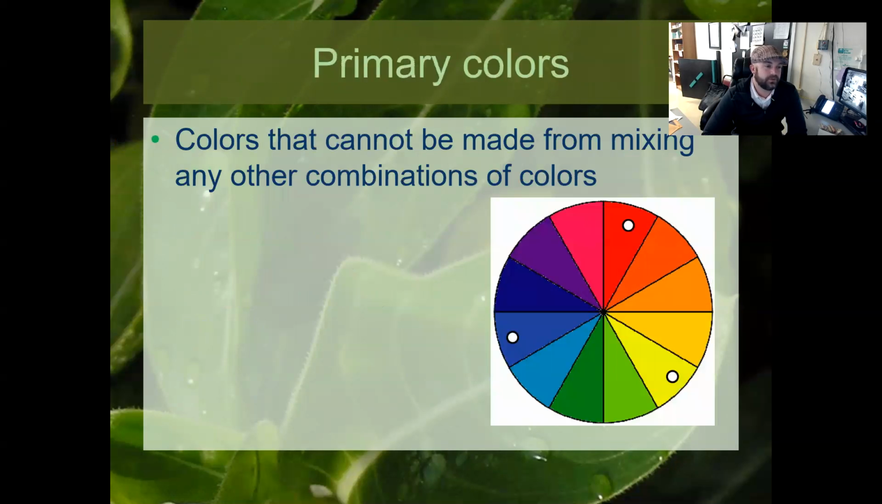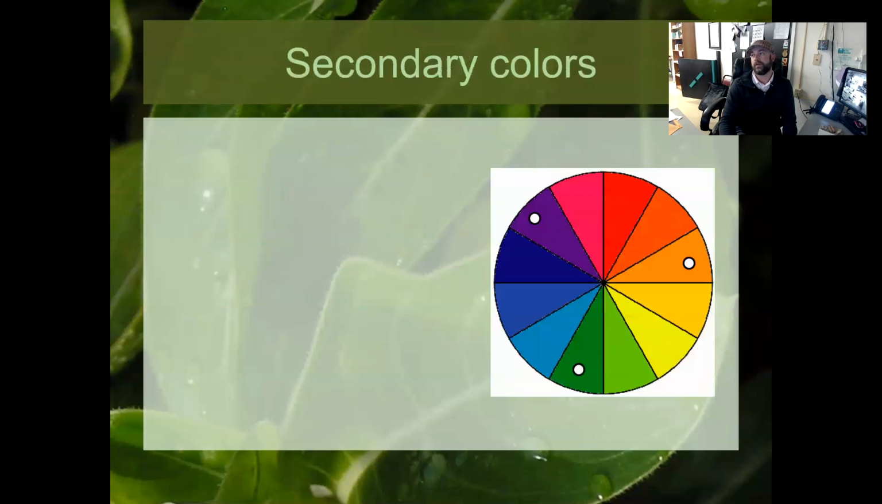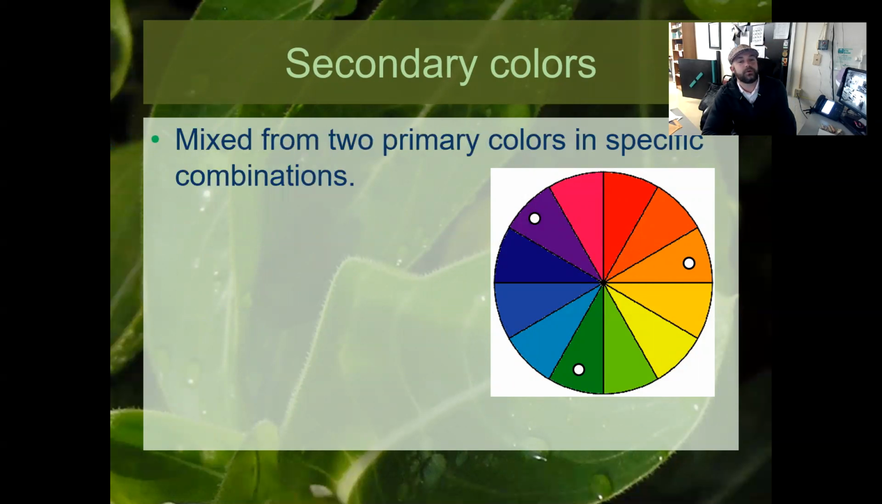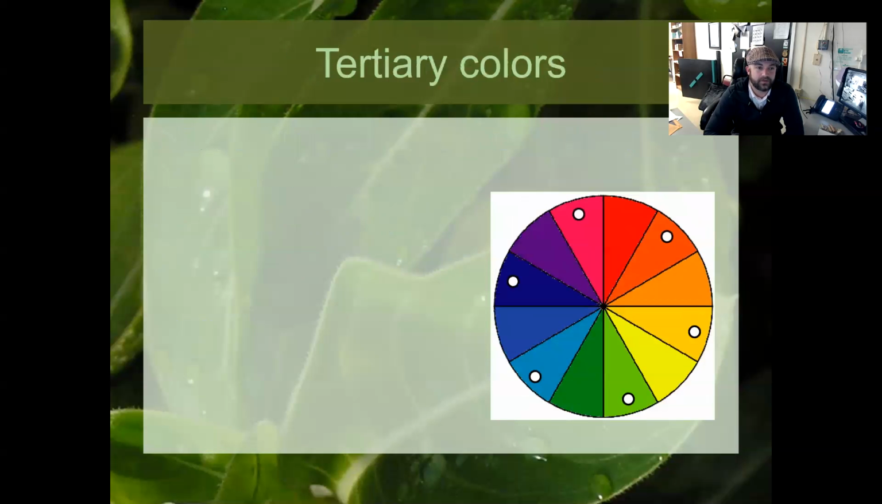So our primary colors, colors that cannot be made from mixing any other combination of colors. These would be red, yellow, and blue hues. Our secondary colors here, they're going to be mixed from 2 primary colors in specific combinations. Those would be the orange, which is red and yellow hues, green, which is yellow and blue hues together, and violet, which would be blue and red hues put together.